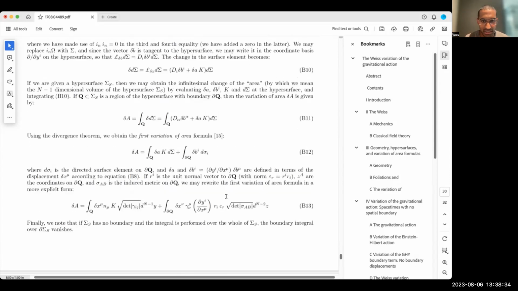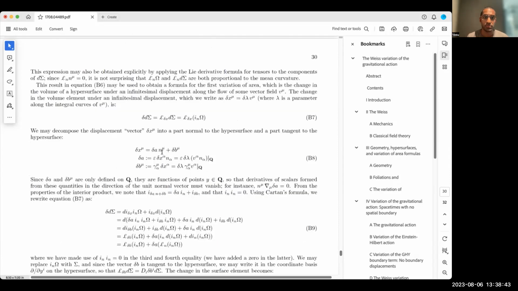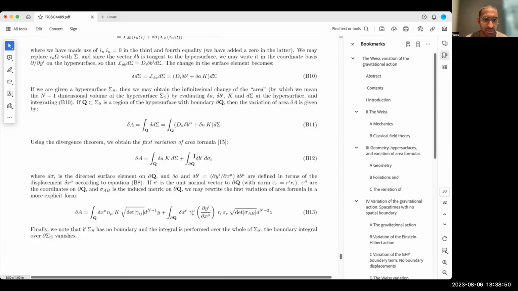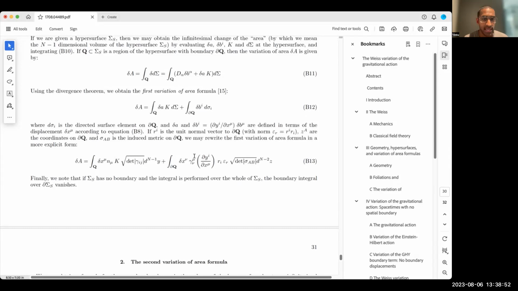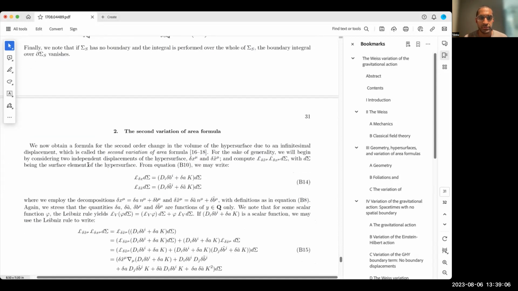But notice that if you have basically no boundary of the boundary and you take delta A to essentially be 1, right? Which means that the dot product of the normal with delta x is basically 1. So V is along the normal direction. Then this variation gives us essentially something that looks like the Gibbons-Hawking term. So the Gibbons-Hawking boundary term is itself a variation of the area.